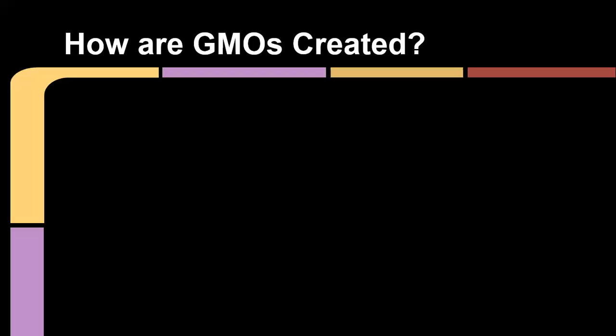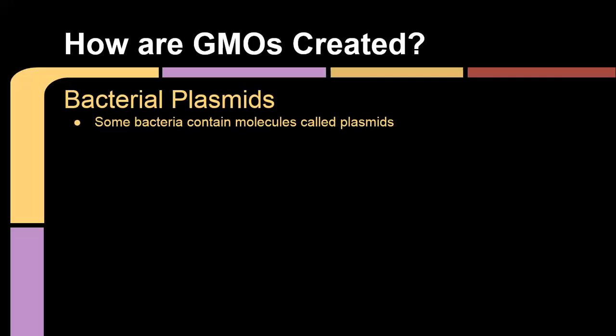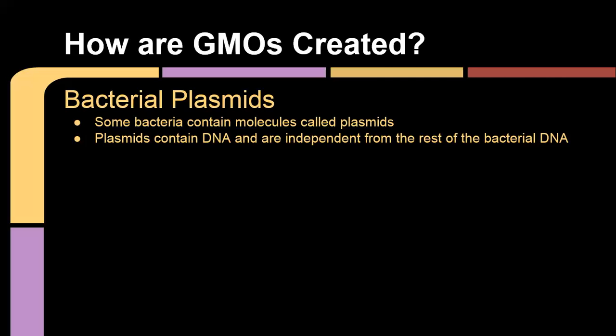There are a number of methods that scientists can employ to genetically modify an organism. Rather than create an artificial process from scratch to insert genes into the genome of an organism, scientists instead utilize natural biological processes that are already suited to this purpose. One such method is to use bacterial plasmids to insert DNA into a cell. Some bacteria contain molecules called plasmids. Plasmids contain DNA that are independent of the rest of the bacteria's genetic material.